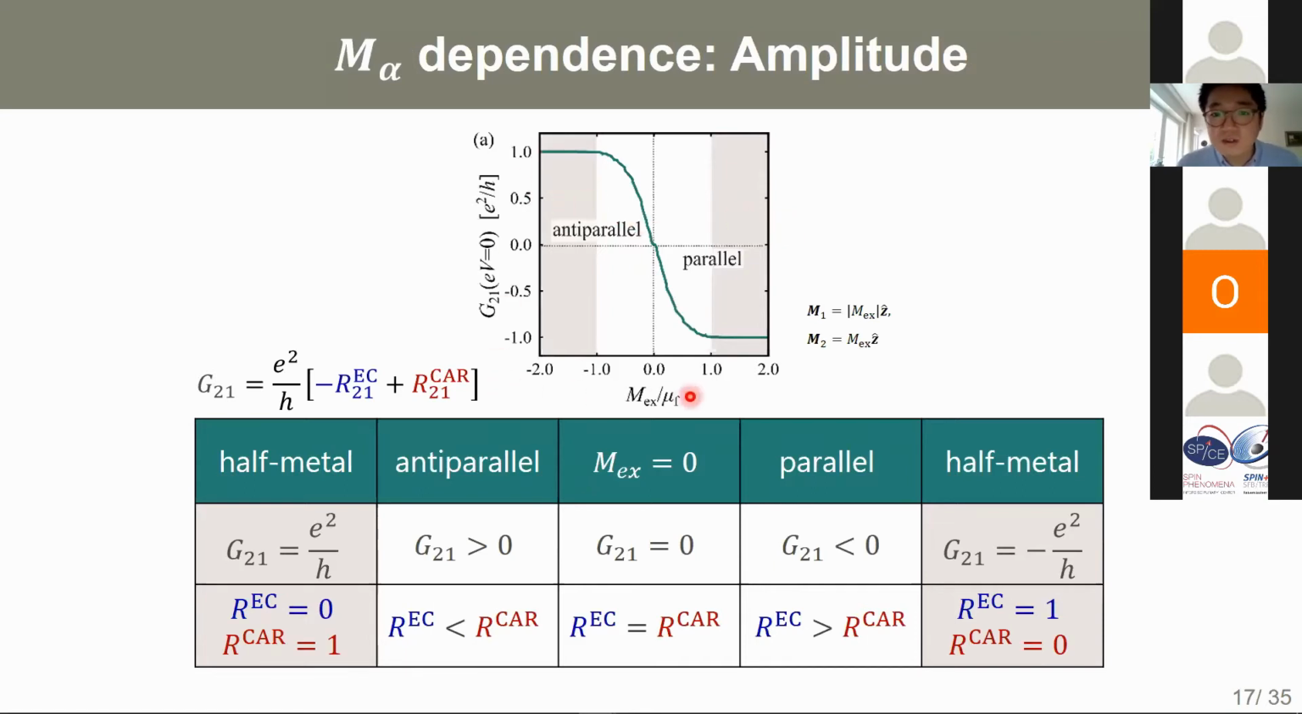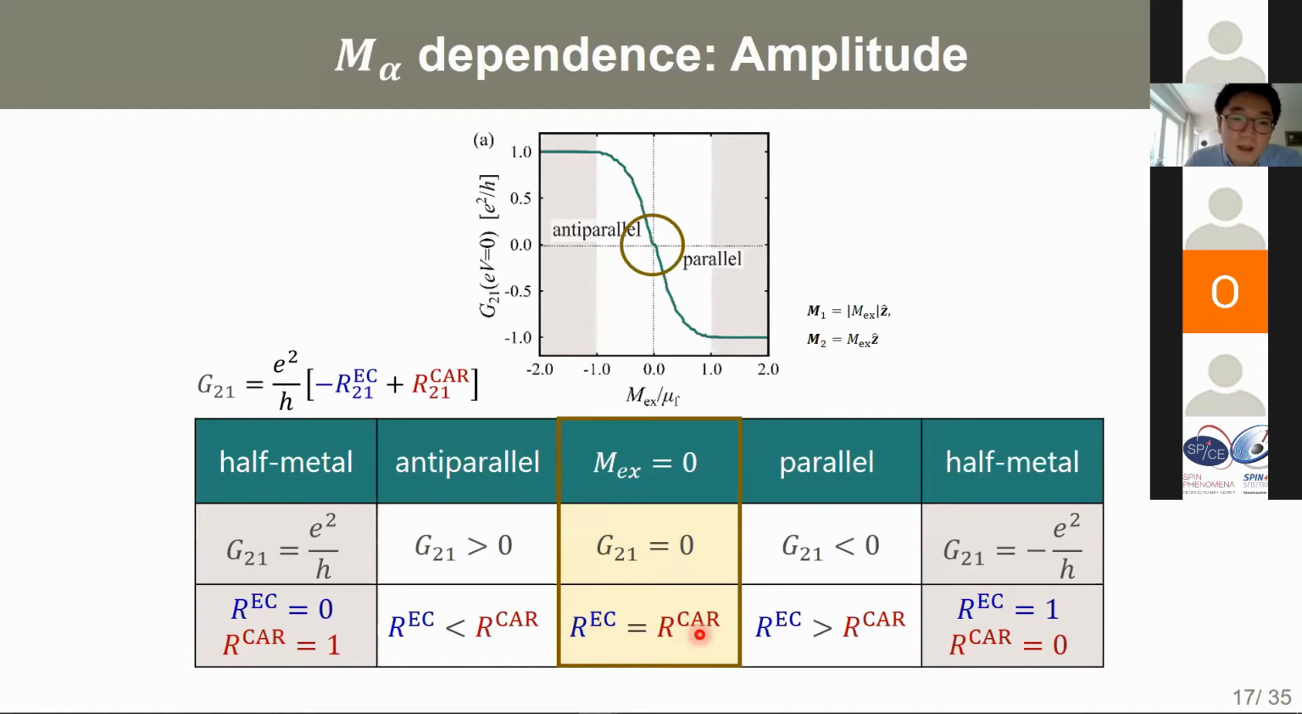This figure shows the non-local conductance from lead 1 to 2 as a function of the amplitude of the exchange potential. In this figure, I just consider the parallel or antiparallel magnetization. If there is no magnetic moment, I mean, if we use the simple normal metal, in that case, the non-local conductance goes to 0, which implies that elastic cotunneling and crossed Andreev reflection have the same amplitude.